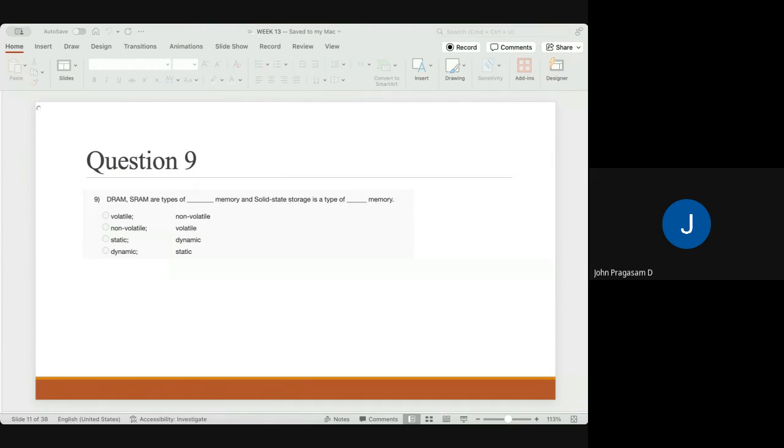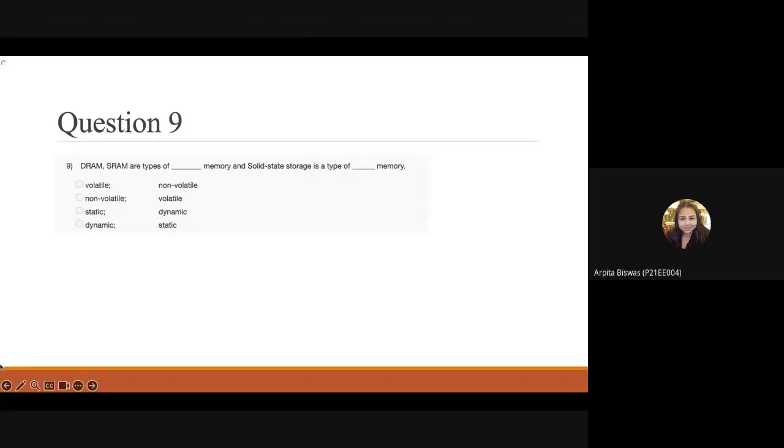Ma'am, option A is correct, I think. Actually, DRAM and SRAM are volatile, and solid state storages are, I think, non-volatile, ma'am. Option A is correct, I think. Yes, option A is the right option. Good. Thank you, ma'am. Okay. So next move toward question number 10.